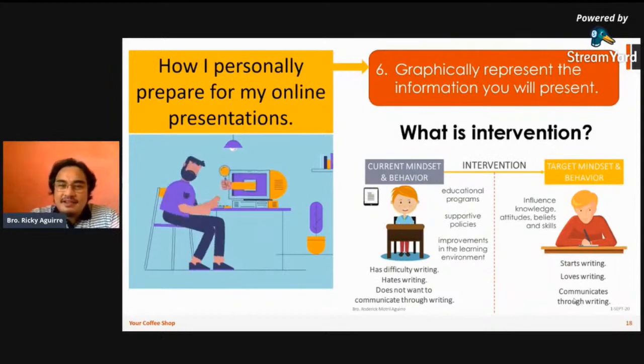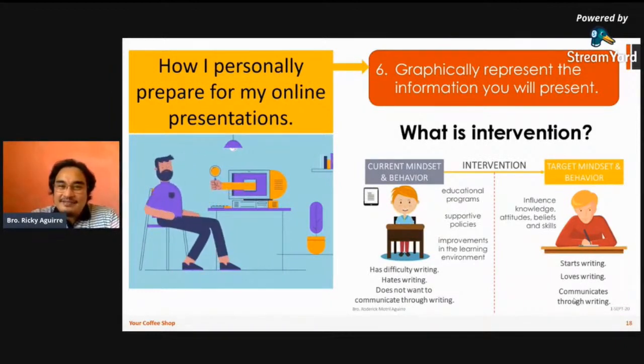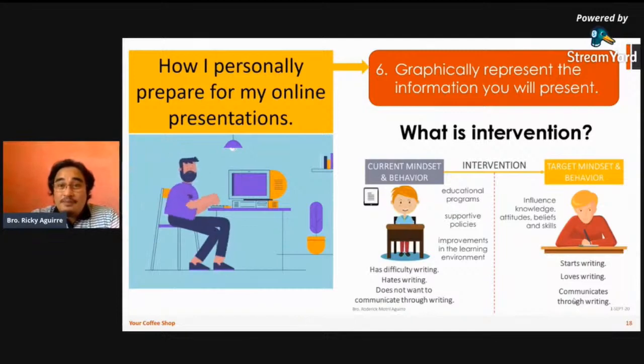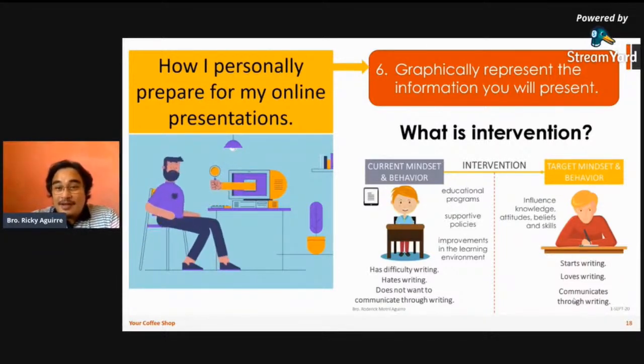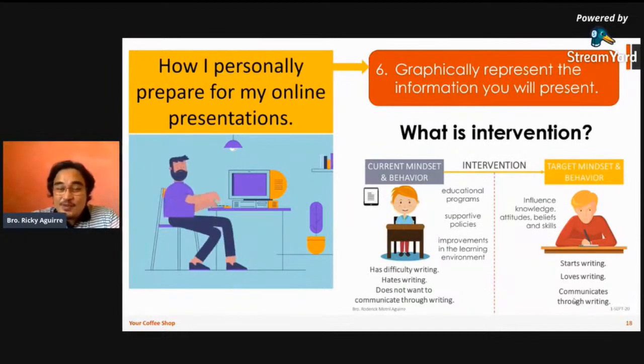It takes a lot of time for me. Like for this case, I had difficulty looking for pictures of students with the same hair and facial expression and so on and so forth.